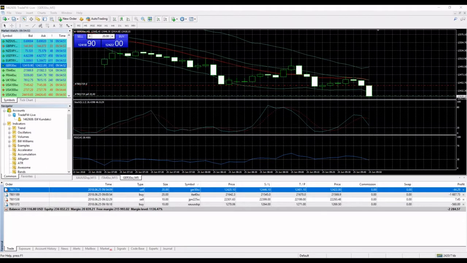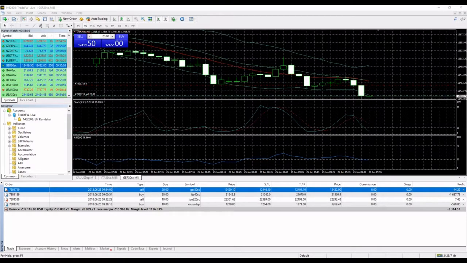So I went again short on DAX, and I entered at 12,446, and my stop loss is at 12,000, and my take profit is at 12,401. Let me see, it will get there.